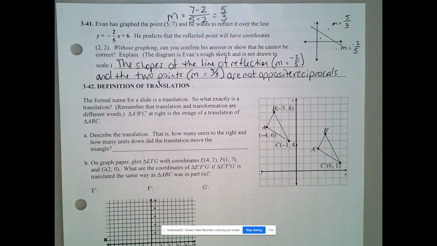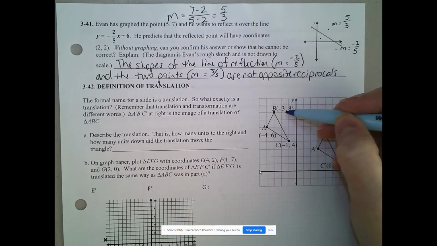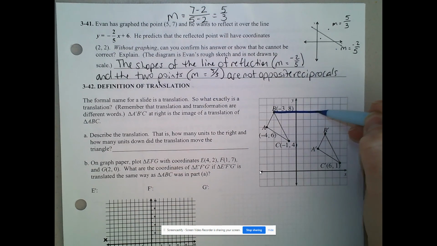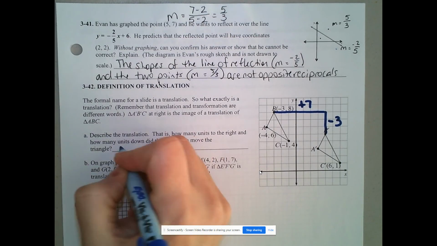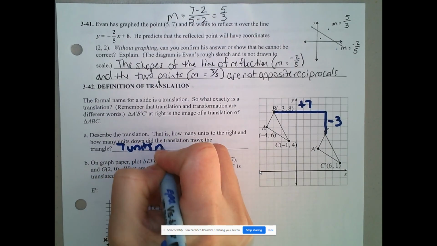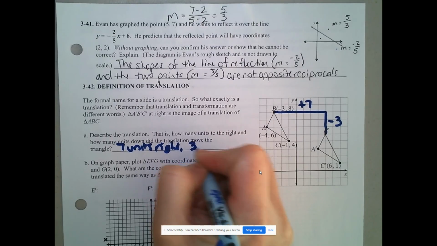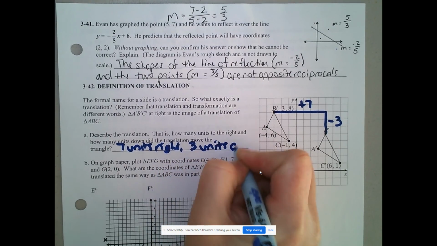Describe the translation. So in order to describe it, we'd want to know how many units did it move to the right and how many units down. So everything's moving horizontally and vertically. So this is going to be 1, 2, 3, 4, 5, 6, 7 to the right. So that's a +7. And then 3 units down, which would be a -3. So 7 units right, 3 units down.